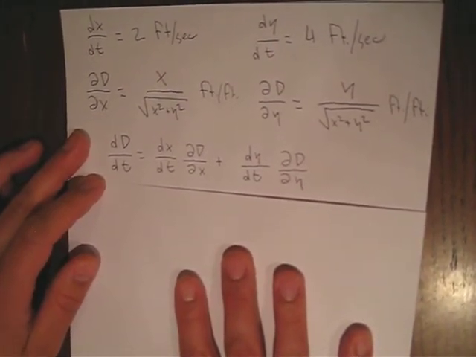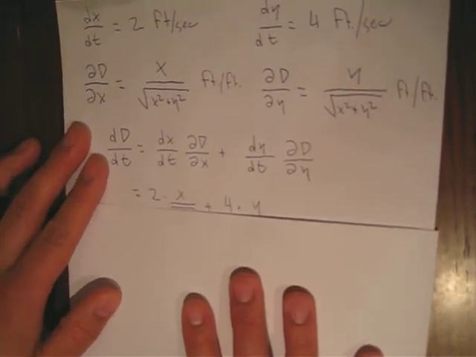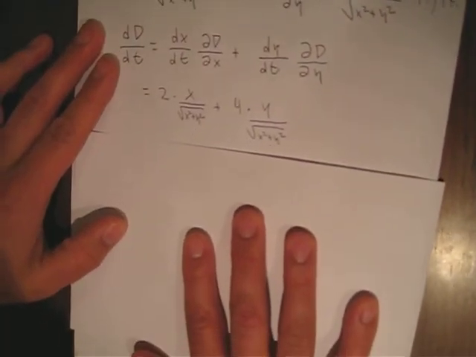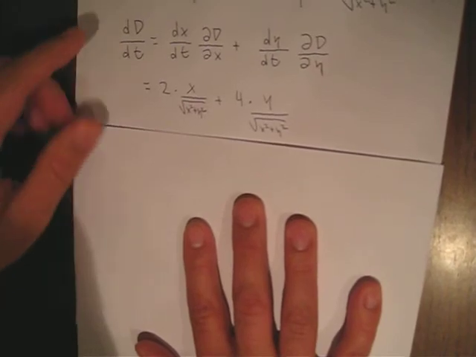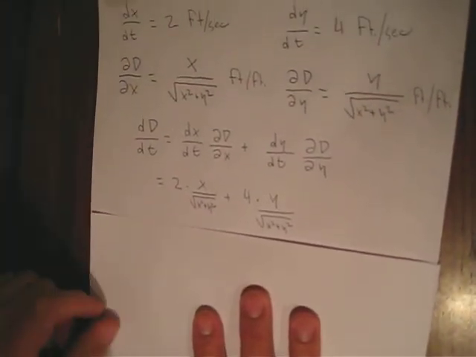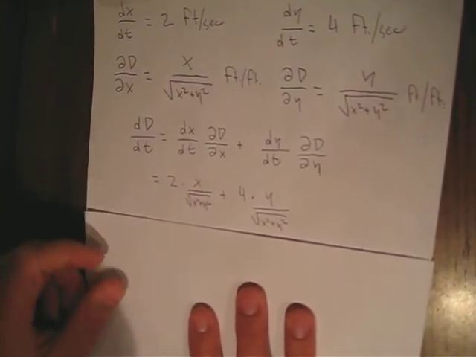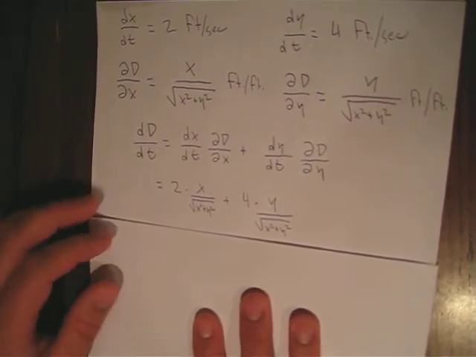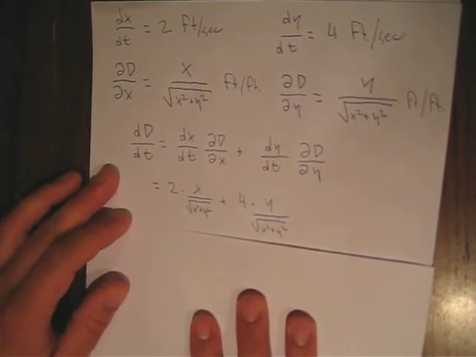Now, from here on out, it's pretty much just plugging in values. So, first of all, we just take our derivatives, plug them into that equation. We have 2 times x over the square root of x squared plus y squared plus 4 times y over the square root of x squared plus y squared.